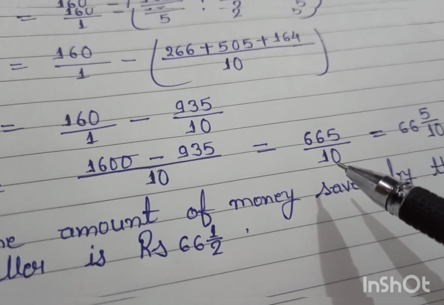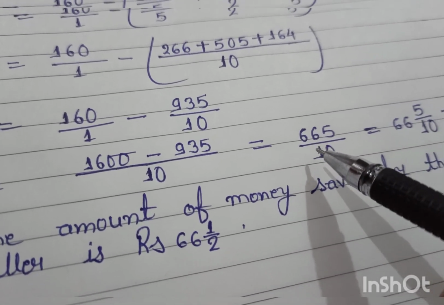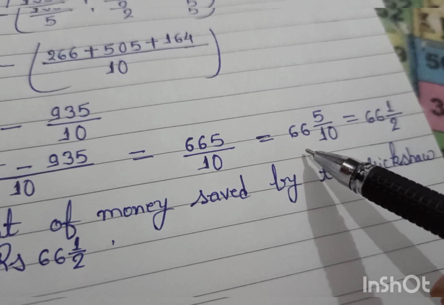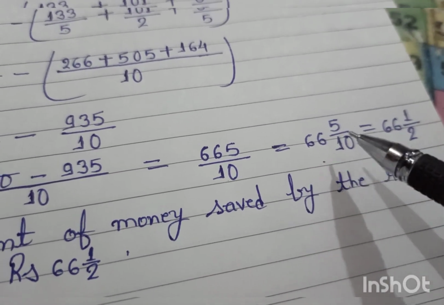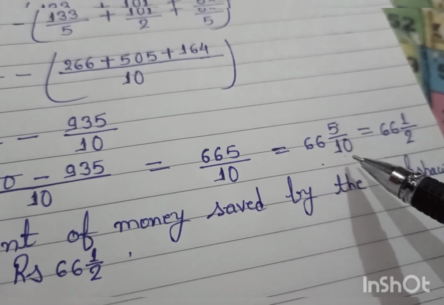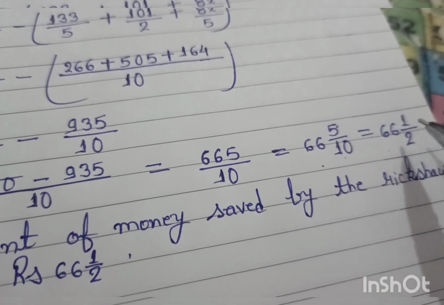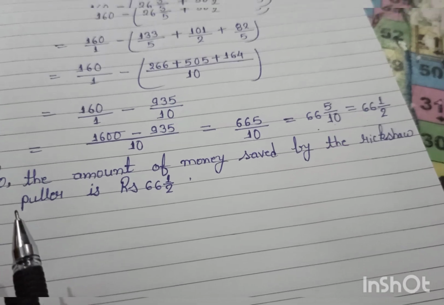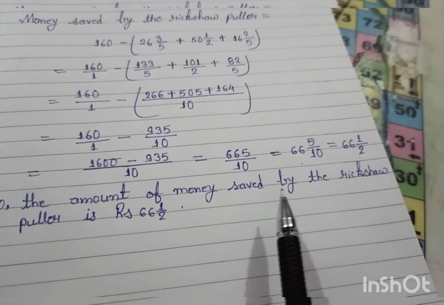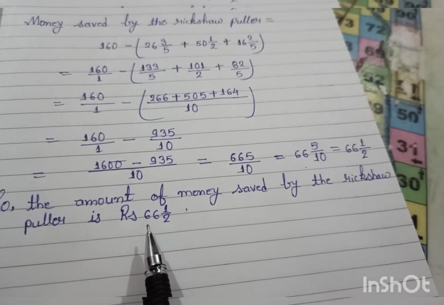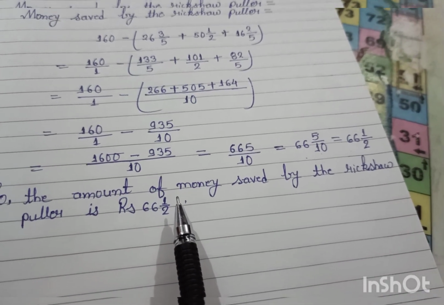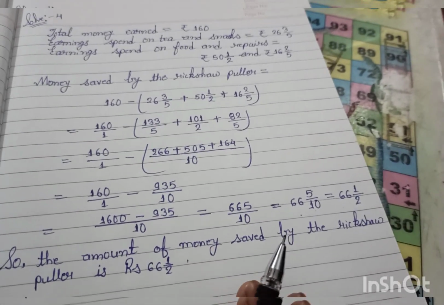Same again here, you can see our numerator is greater, so we will convert it to a mixed fraction. And after that, you see 5 upon 10 is also divisible by 5: 5 1s are 5, 5 2s are 10. So our final answer is 66 rupees 1 by 2. So the amount of money saved by the rickshaw puller is rupees 66 and 1 by 2. I hope you understand, students.